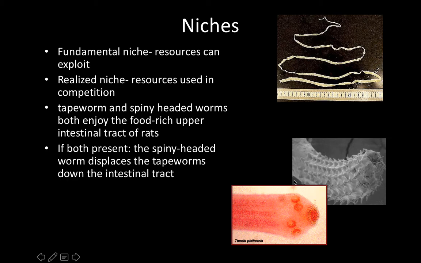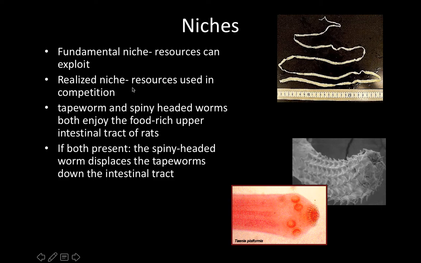Both of these worms would prefer, in the gut of the rat, to be right after the stomach, when all the contents of the stomach dump out, with the highest number of nutrients, plus the intestine's pH is more comfortable for them. So if they're individual, then the spiny-headed worm and the tapeworm will both be in that same area. But if a rat gets infected with both a spiny-headed worm and a tapeworm, then what happens is the spiny-headed worm wins this battle and displaces the tapeworm further down.